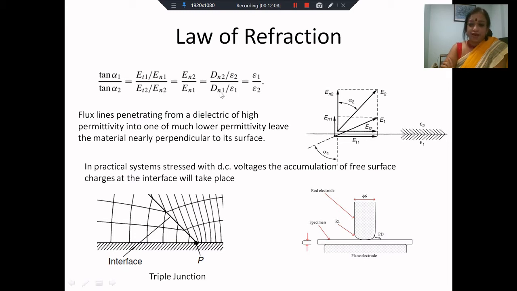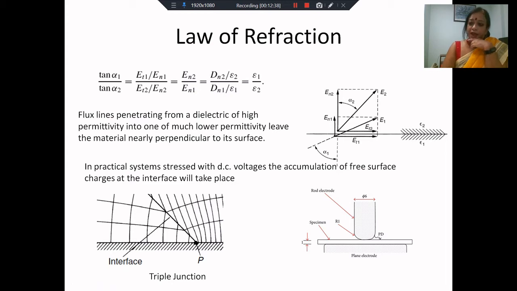dN2 is equal to dN1 provided there is no free charge at the interface between the two materials. So ET1 is always equal to ET2, but dN1 will be equal to dN2 only if there are no free surface charges at the interface. So let us assume there are no free charges at the interface. In that case, this ratio becomes epsilon 1 by epsilon 2, which means tan alpha 1 by tan alpha 2 is equal to epsilon 1 by epsilon 2.